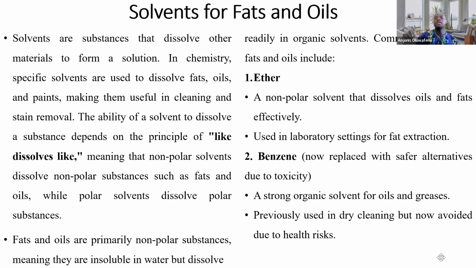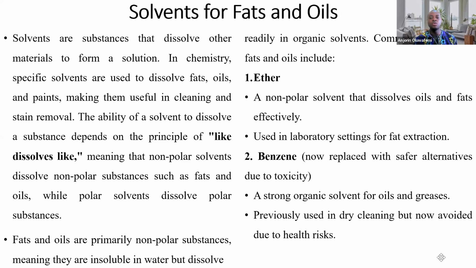Okay. Now, fat and oil are primarily non-polar substances, meaning they are insoluble in water but dissolve readily in organic solvents. Now, common solvents for fats and oils include, one, ether. Ether is a non-polar solvent that dissolves oil and fat effectively. It is used in laboratory settings for fat extraction. Another organic solvent that can be used in dissolving fat and oil is benzene. Well, this is now replaced with safer alternatives due to its toxicity, because benzene has been linked to carcinogenicity. It is carcinogenic, so it can cause cancer.